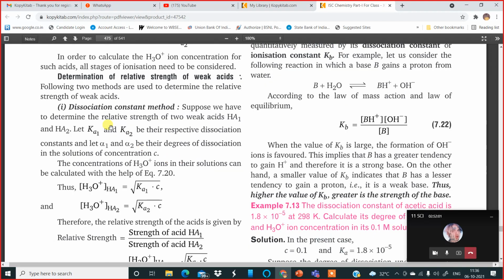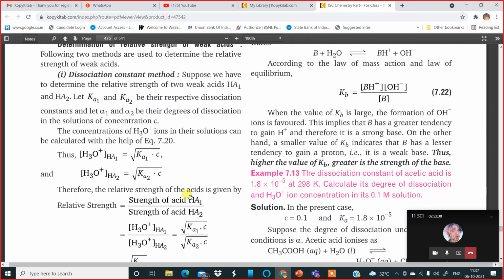The first one is called the dissociation constant method. Suppose you have to determine the relative strength of two weak acids, HA1 and HA2. Let Ka1 and Ka2 be their respective dissociation constants, and let alpha1 and alpha2 be their degrees of dissociation in a solution of concentration C. So the concentration of hydronium ion in their solution can be calculated with the help of this equation. The concentration of hydronium ion in HA1 is root under Ka1 C, and in the second acid HA2 it is root under Ka2 C. So we can compare their strength.